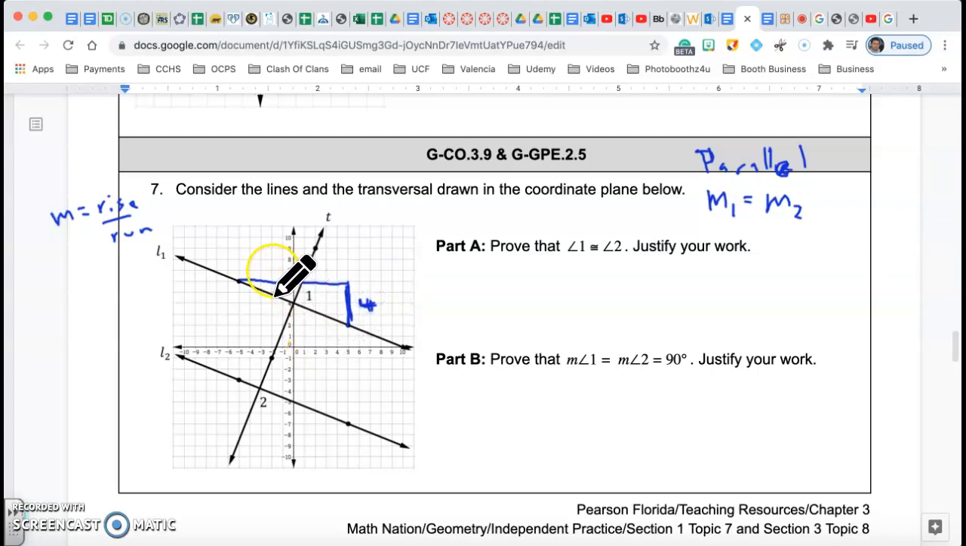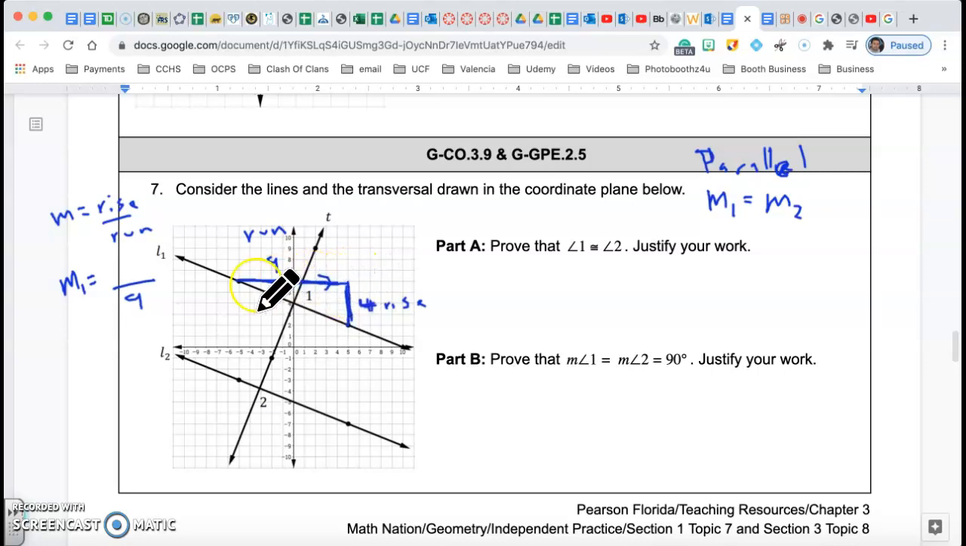Okay, and my run is 1, 2, 3, 4, 5, 6, 7, 8, 9. All right. So when I'm looking for my slope, and let's call this slope 1, I need to take a point and from there get to the second point. All right, so let me start here, and I'm going to the right. Because I'm going to the right, my run, remember, the horizontal is the run, the vertical is the rise. Okay, my run is positive because I'm going to the right.